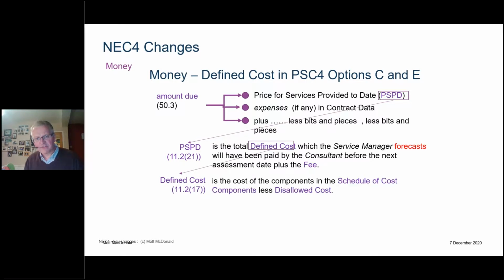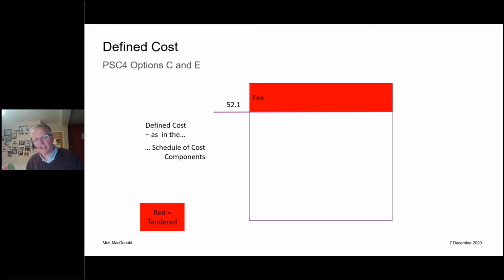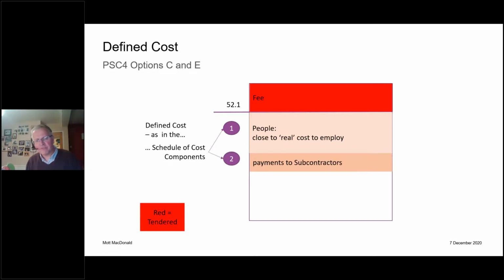What's defined cost? It's whatever it says in the schedule of cost components. So you see my slide, we've just got to follow the threads in the contract to work out what all this means. Sorry, this is detailed, stay with me. Schedule of cost components, what does it look like? Firstly, if it ain't defined cost, it's covered in the fee percentage, and the consultant's going to have to tender that fee percentage. For people, the consultant gets paid something very close to the real cost, as I've said. For subcontractors, they get paid the real cost to the subcontractors.